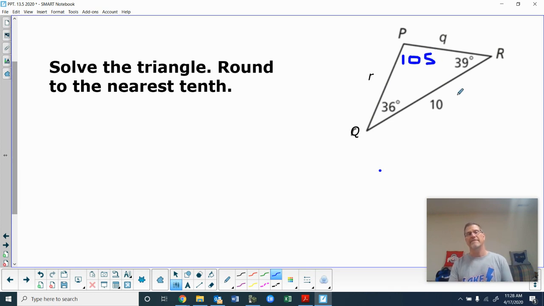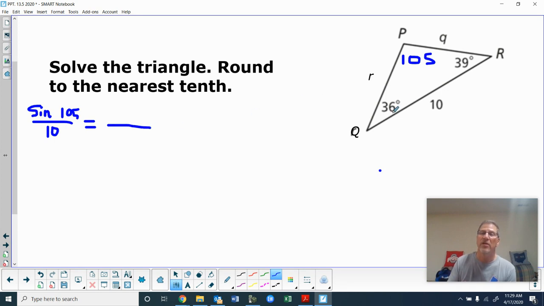So we have to find Q and R. We're going to use sine of 105 over 10 to start our proportions. Remember, the one opposite, so there's where the 10 comes from. And then we'll just do Q first. So we're going to do sine of 36 over Q.